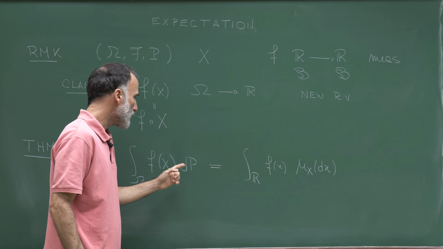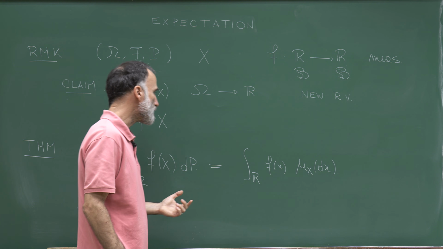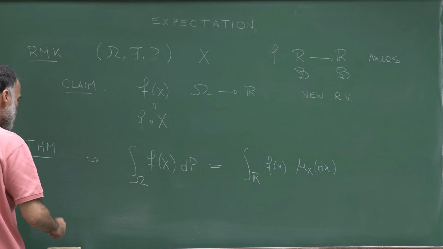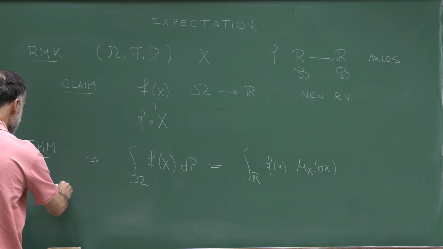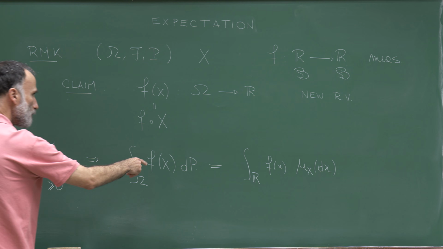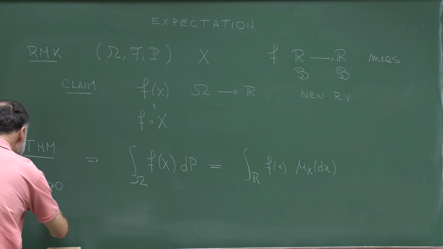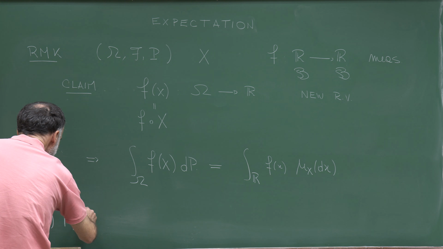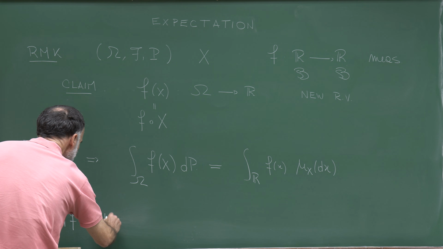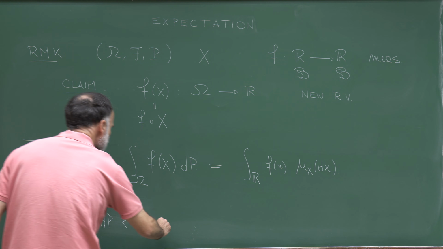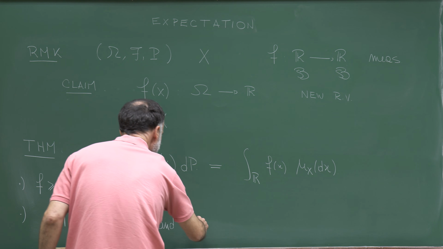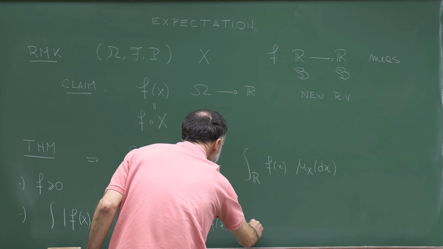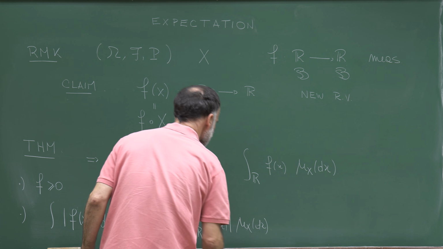Of course, here I need these integrals to make sense, so I'm assuming that both of these quantities make sense, so either that f is non-negative, or that the integral of the absolute value of f(x) dP is finite, and that the integral over R of f(x) mu_x(dx) is finite.